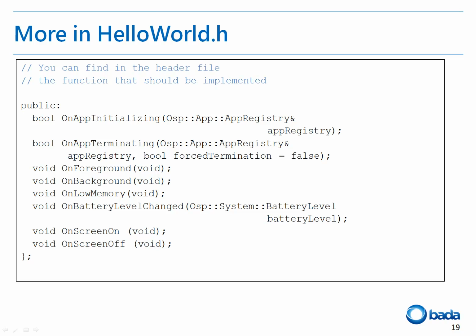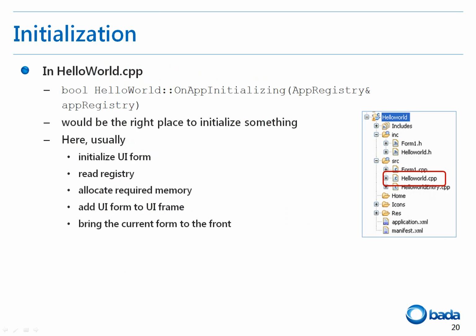These are the event handlers inherited from OspApp Application and the IScreenEventListener. We discussed almost all of these methods in the previous sections. OnScreenOn and OnScreenOff are event handlers of IScreenEventListener. We've now seen the header file declarations. Now, let's walk through the default implementation of the event handlers available in the template code.